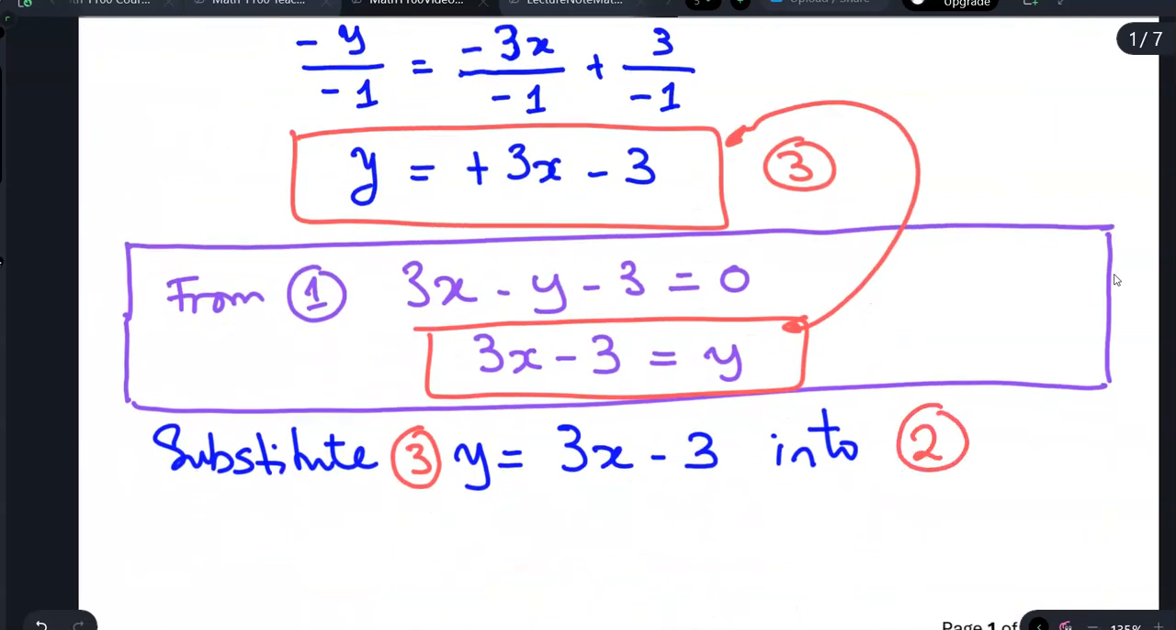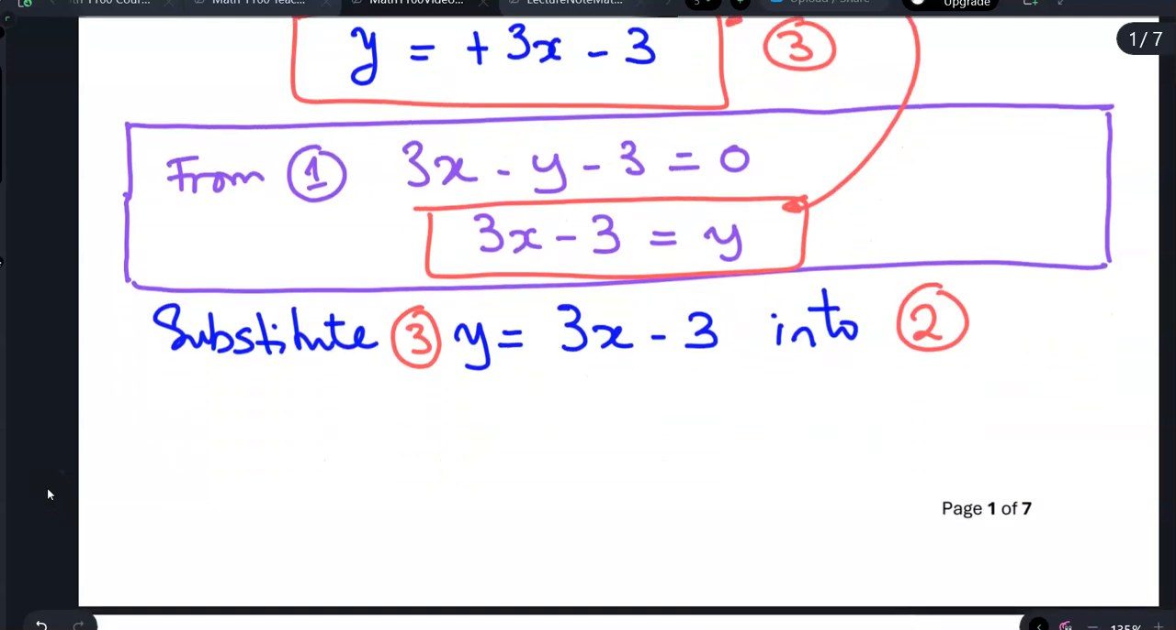So you take one equation, you turn it into an equation that has the unknown on one side, the rest on the other side. So if you turn 1 into 3, that means from 3 you substitute into 1. Don't substitute into the same equation again. So in this case, substitute y equal to 3x minus 3 into 2, I end up with this.